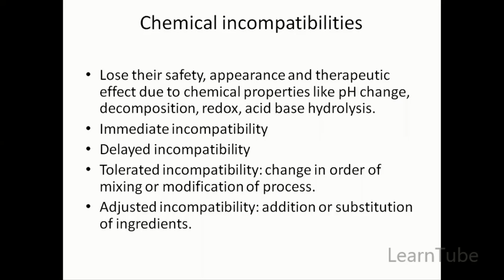Now here what happens is, the safety, appearance or therapeutic activity is lost due to chemical property change. Now what kind of chemical property change occurs? Either pH is changed, or due to temperature fluctuation decomposition may occur, or if an acid and base come together then evolution of gas may occur, acid base hydrolysis may occur, or any reduction or oxidation reaction is occurring. In those cases, due to these changes, the safety, appearance or therapeutic activity of that particular substance is lost. Now under this, there are again different terminologies which have been discussed under chemical incompatibilities.